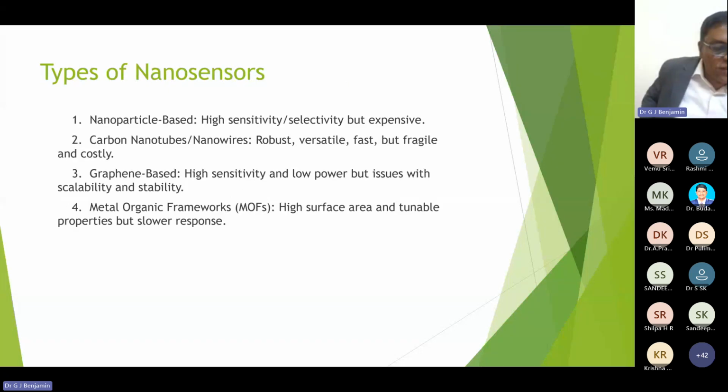Now, what types of nanosensors? Types of nanosensors are nanoparticle based, carbon nanotubes, graphene based, and metal organic framework. When you look at nanoparticle based, it's highly sensitive and selective, but very expensive. Carbon nanotubes or nanowires are robust, versatile, fast, but fragile. Graphene based, high sensitivity and low power, but issues with scalability and stability are there. Metal organic frameworks, high surface area, tunable properties, but slower response.